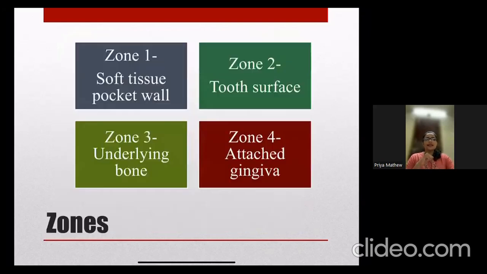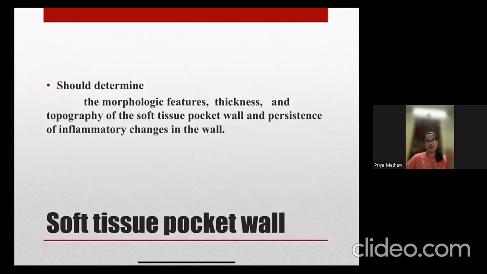So it is basically these 4 zones that determine what type of procedures we have to do. The planning of the whole periodontal surgery depends upon these 4 zones. Now we'll emphasize which are the zones, what things we have to look at, and what surgical procedures we are going to do for these zones. The first one was the soft tissue pocket wall.